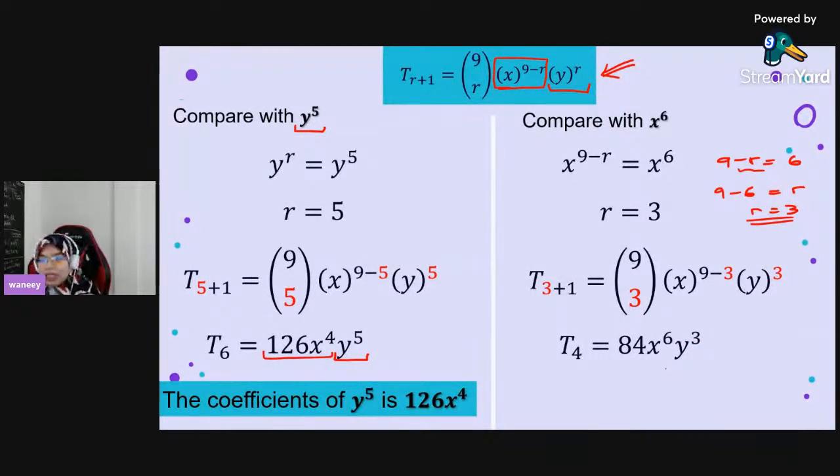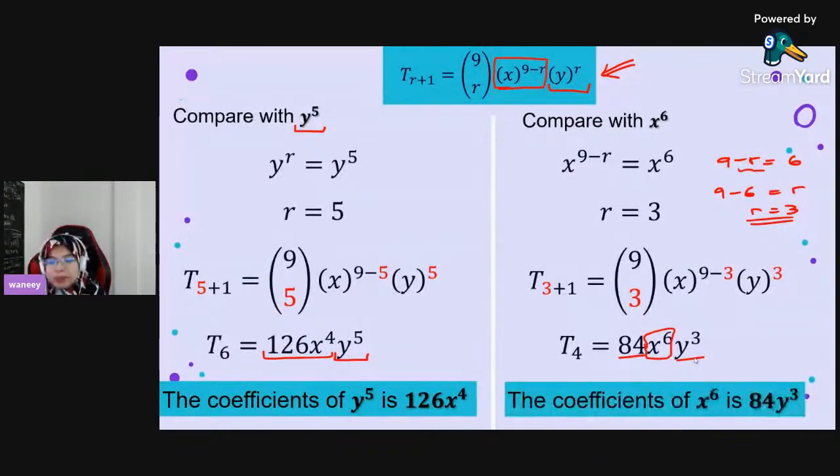Again, the question is asking for the coefficient of x to the power of 6. So this is x to the power of 6. Other than x to the power of 6, we have 84 y cubed. So that means the coefficient of x to the power of 6 is 84 y cubed. So that is how.